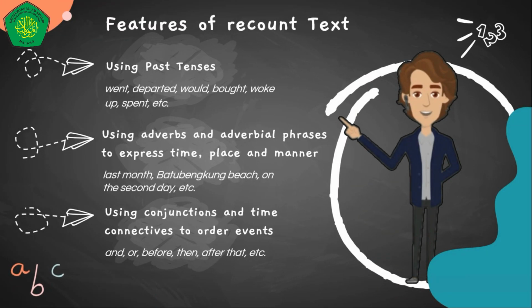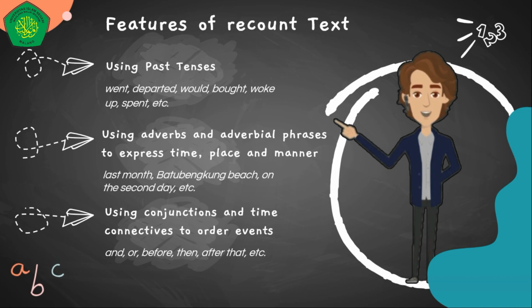So, there are three parts of features of recount text that must be considered when you want to make a recount text. First is using past tense, such as went, departed, was, woke up, spent, and etc. And then the second part is using adverbs and adverbial phrases to express time, place, and manner, such as last month, Batu Bolong Beach, on the second day, and etc. And then the last is using conjunctions and time connectives to order events, such as and, or, before, then, after that, and etc.